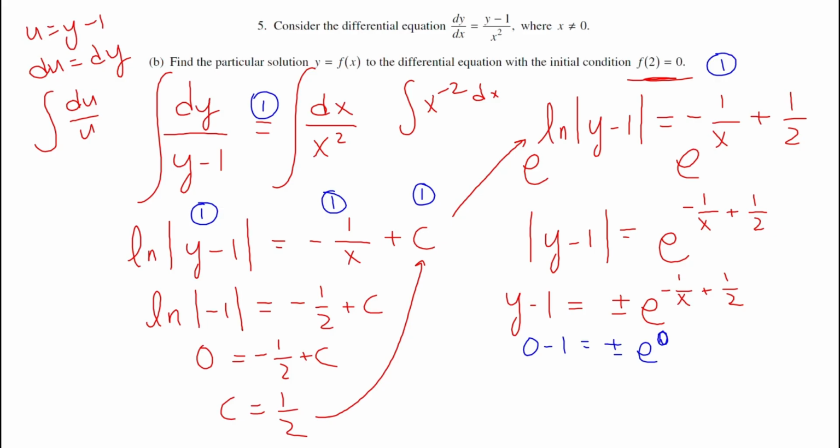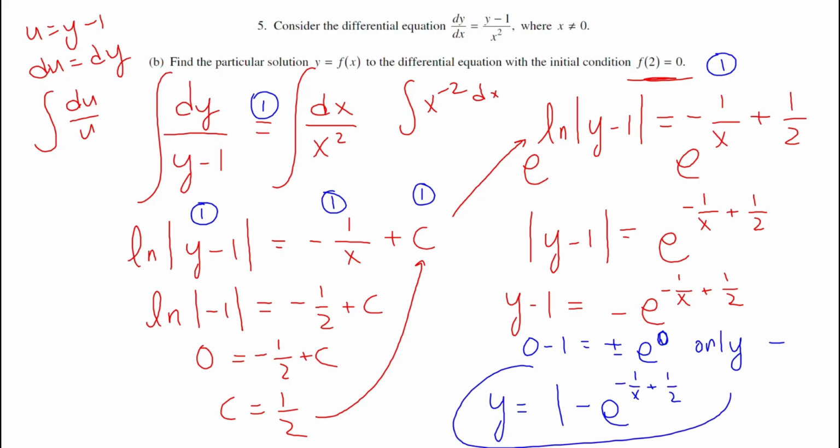I want the minus. So when we write out this final answer after adding the 1, we're going to get rid of the plus here. So we're going to have y equals 1 minus e to the negative 1 over x plus 1/2. And that's our final answer there, and that gives us the 6th point there for part B.